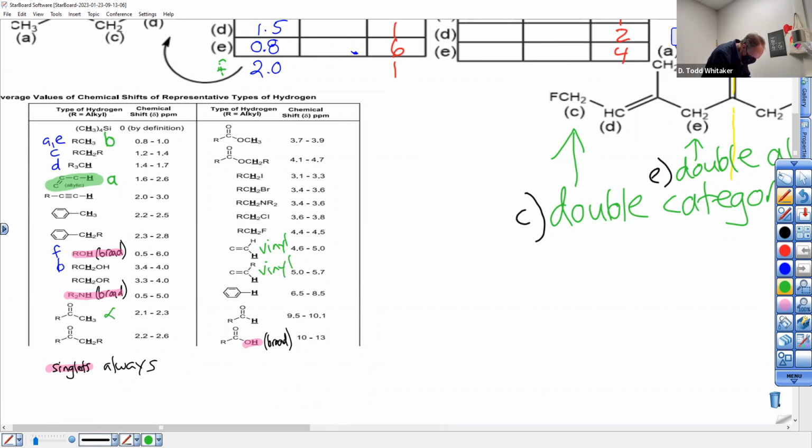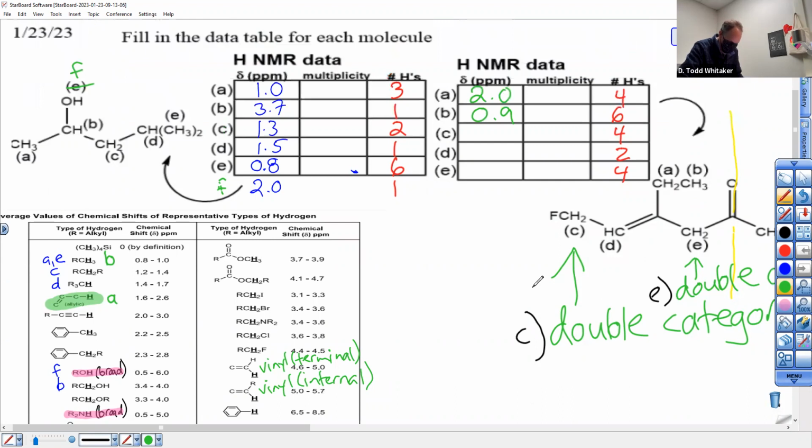Here I should have written alpha, alpha. Vinyl terminal versus vinyl internal. What am I trying to say? In the middle of a chain is internal. Off to the end of a chain, which is not what we have here, right? No, this is in the middle of a chain. The better choice is the internal one, somewhere between 5 and 5.7. 5.4 looks like. That was D.